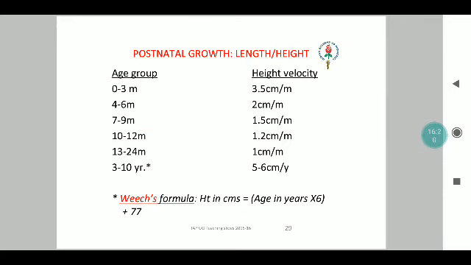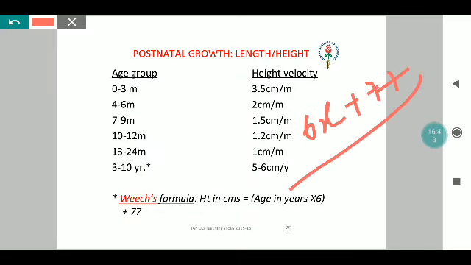This table basically shows the height velocity gain. It is maximum during the first 3 months and subsequently goes on decreasing until 2 years of age, at which time it again picks up. So there is a deceleration in the second year of life, like how I was highlighting in the initial slides. This formula is important. I'm highlighting it again. The formula is 6x plus 77 to give the height in centimeters.